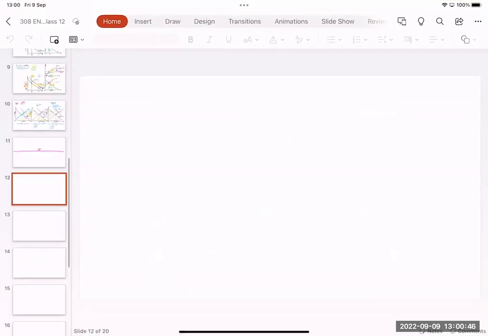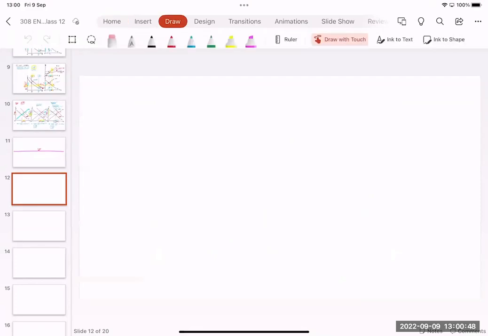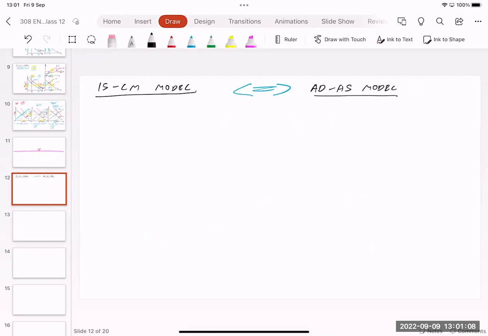Today we're going to talk about the IS-LM model again. But this time we will try to link the IS-LM model to the aggregate demand and aggregate supply model that we learned before in the midterm exam.